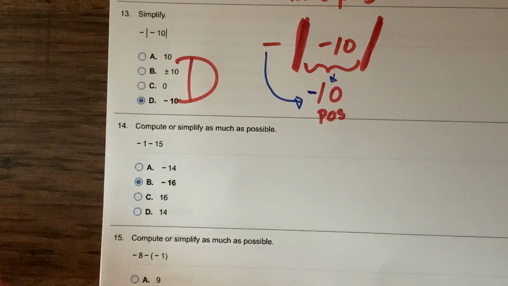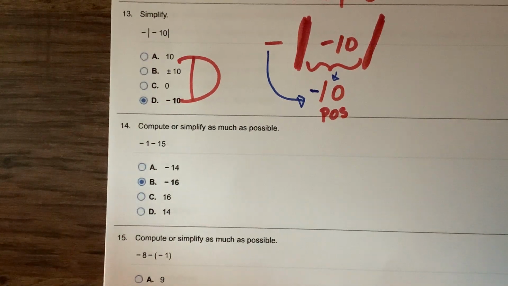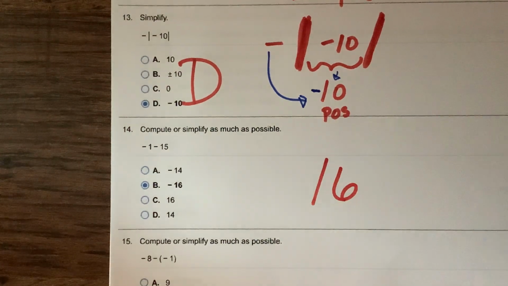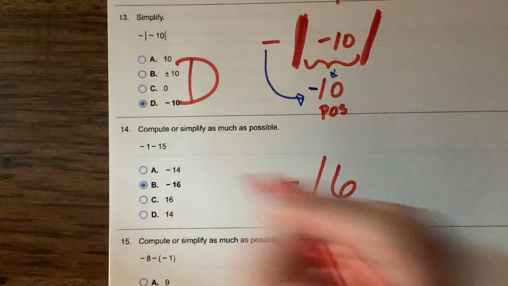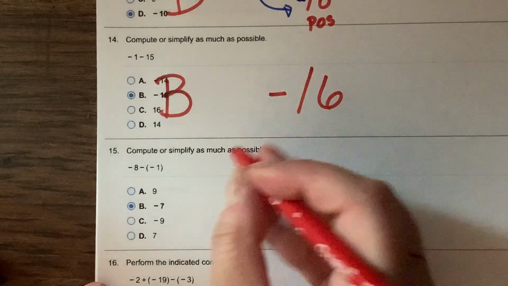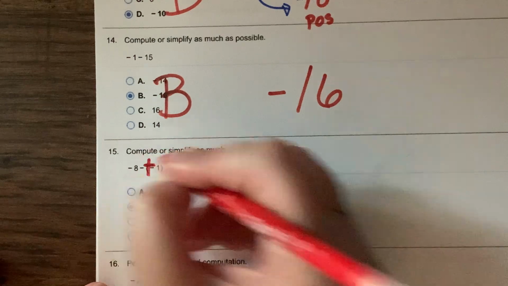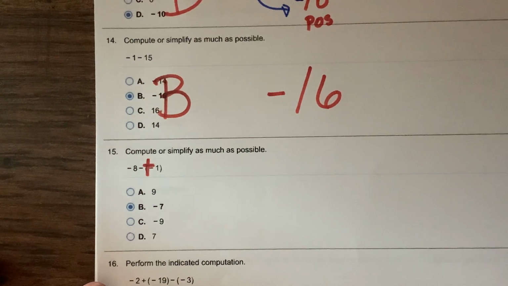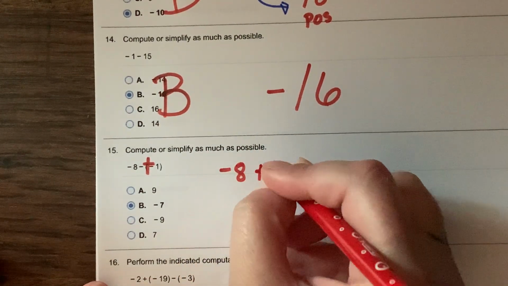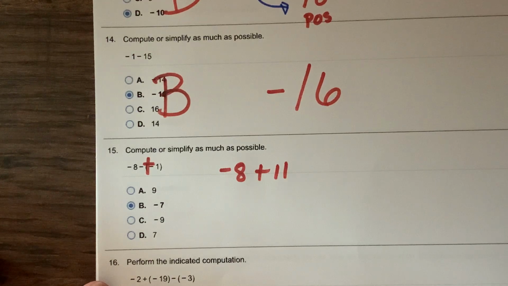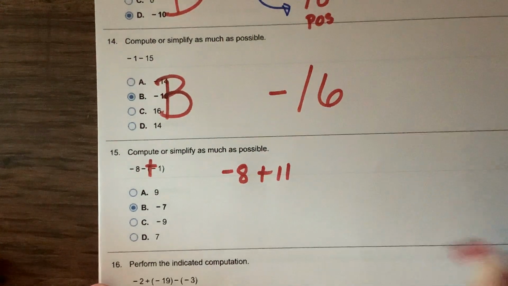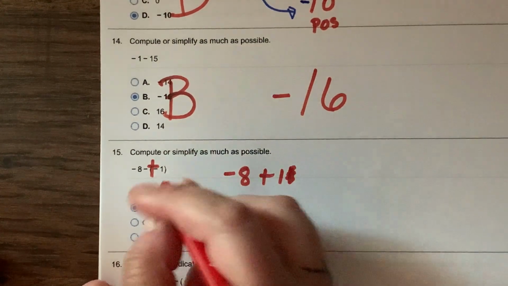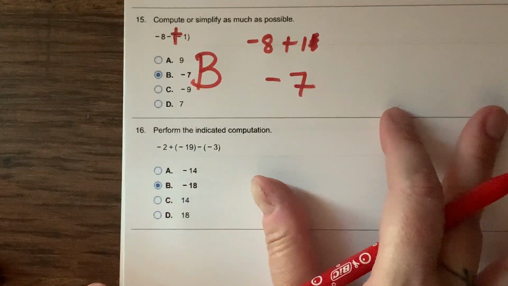Okay, let's look at number 14. You can probably do this in your head, but -1 minus 15, those are both negatives. So you add them up in your head, 16, and you keep the sign, negative. Okay, number 15, if we have 2 negatives in a row, and we do, right in the middle, they become a positive. It's okay that there's a parentheses splitting them up. That's legal. So we get -8 plus 1. I can't read, apologies. So that just makes -7. B.